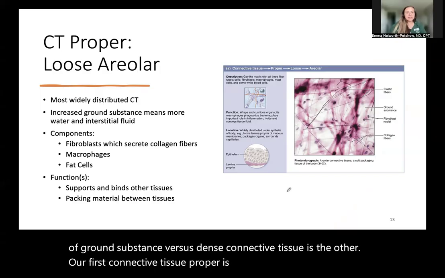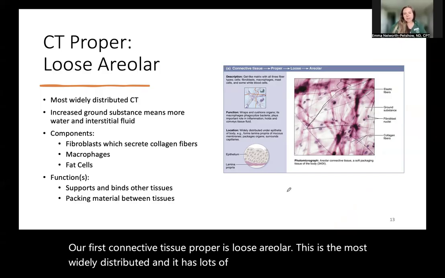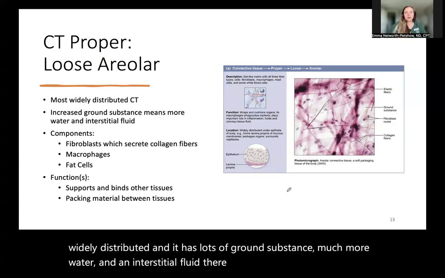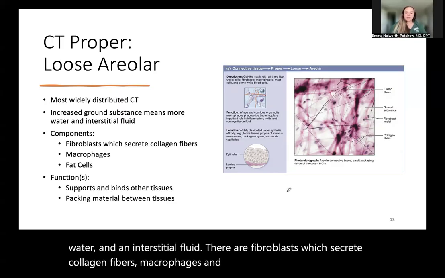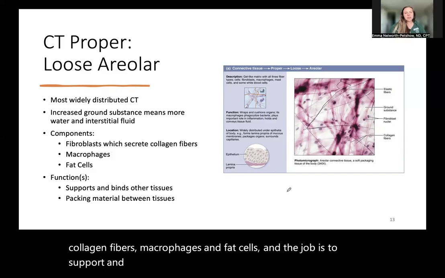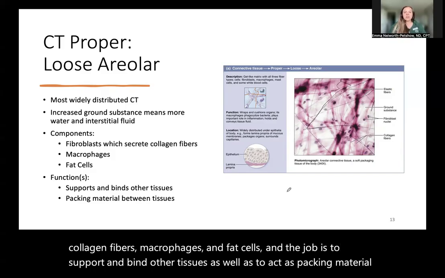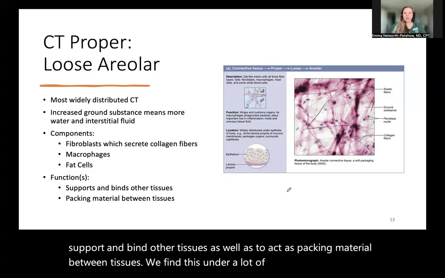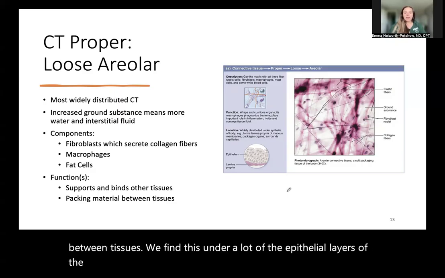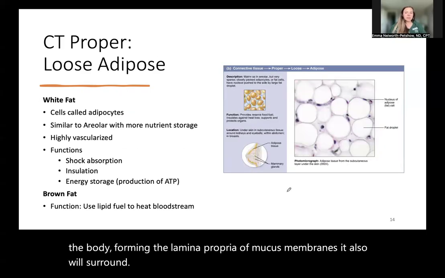This is the most widely distributed and it has lots of ground substance, much more water and an interstitial fluid. There are fibroblasts, which secrete collagen fibers, macrophages, and fat cells, and the job is to support and bind other tissues as well as to act as packing material between tissues. We find this under a lot of the epithelial layers of the body, forming the lamina propria of mucous membranes. It also will surround capillaries and package organs.